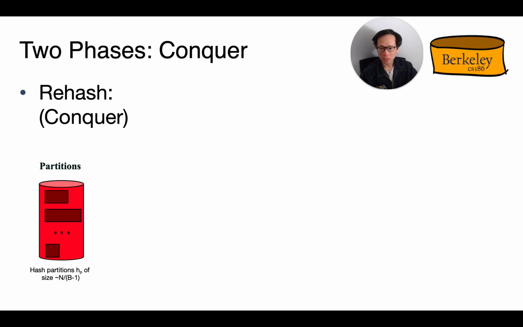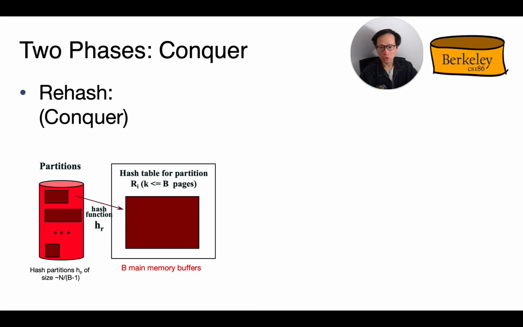In the conquer phase, we take our scratch disk, which we now have on the left side of the picture, created from the divide phase, and we read in one partition at a time into memory, forming a RAM-based hash table. As we read in the pages of the partition, we run a hash function, h sub r, on each tuple, to fill in this in-memory hash table. We assume for the moment that the hash table is no bigger than B pages. If it is actually bigger, we will have to do something special, which I'll show you in a few slides. But for now, let's assume it's no bigger than B pages.